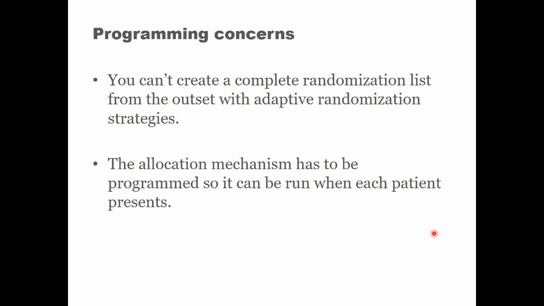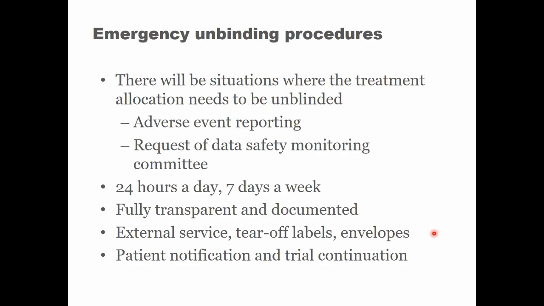And again, I talked about this when we said something about minimization. We have programming concerns, which is if we have adaptive strategies, then we can't just create a list at the beginning. And by a list, I mean a spreadsheet with a list of allocations in order of how they come next. And so you have to have some kind of a programming setup or a computer setup where you can do this in real time like we discussed before.